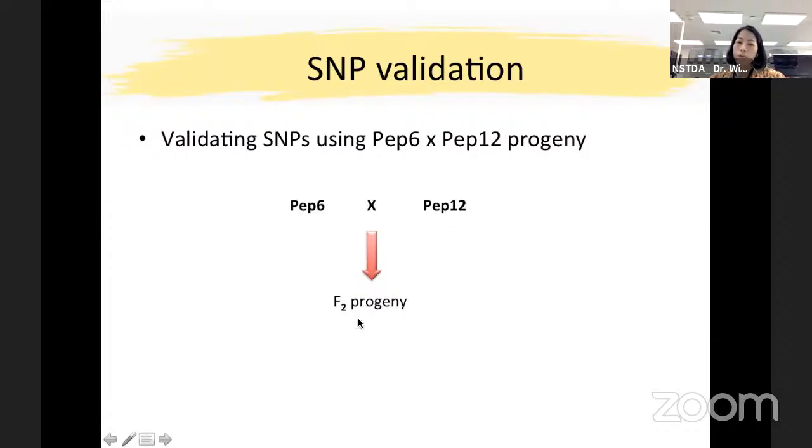So the F2 progeny could be used for validation of both sets of SNPs, both the SNPs that are associated with the resistance to Thai yellow leaf curl virus, and the PEP12 background will be the source of the resistance for yellow leaf curl virus for the Indonesian version.